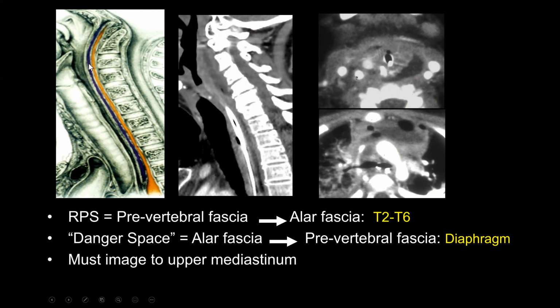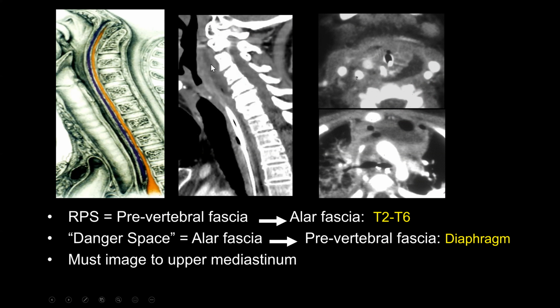We have to remember too that once we get back into this high rent area behind the inferior constrictor muscle, there's two specific spaces. The area here in purple extends from the visceral fascia to the alar fascia, and then in orange here is the danger space that extends from the alar fascia to the prevertebral fascia. So the true retropharyngeal space is in purple. This ends at approximately T2 to T6. And the orange space here, which is a danger space, extends into the mediastinum.